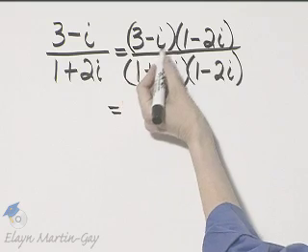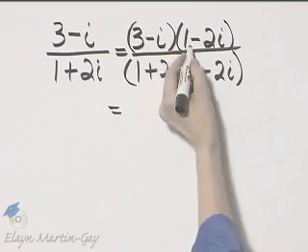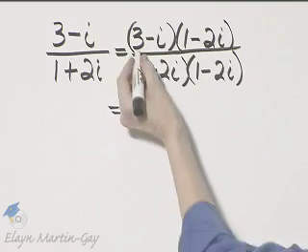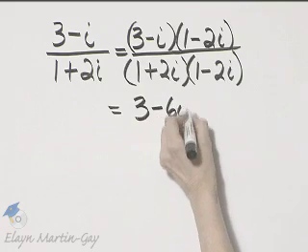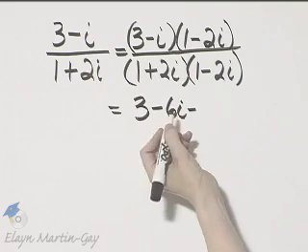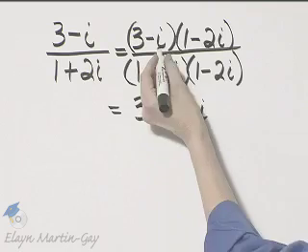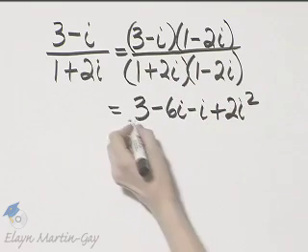You can think of this as a binomial times a binomial, so you can use that FOIL order for multiplying if you'd like. 3 times 1 is 3. The product of the outside terms, that's minus 6i. Product of the inside terms, that is minus 1i, or minus i. And then last times last, plus 2i squared.